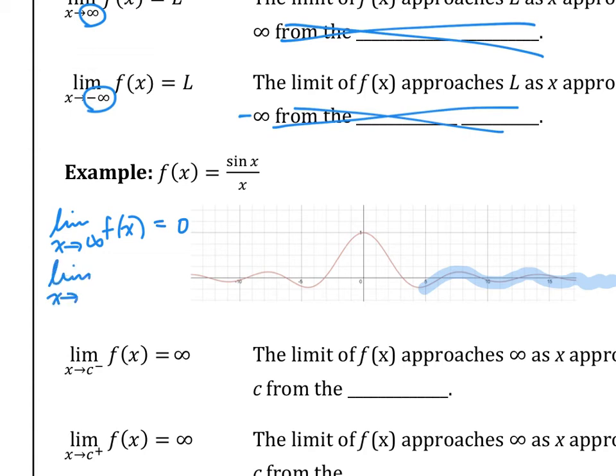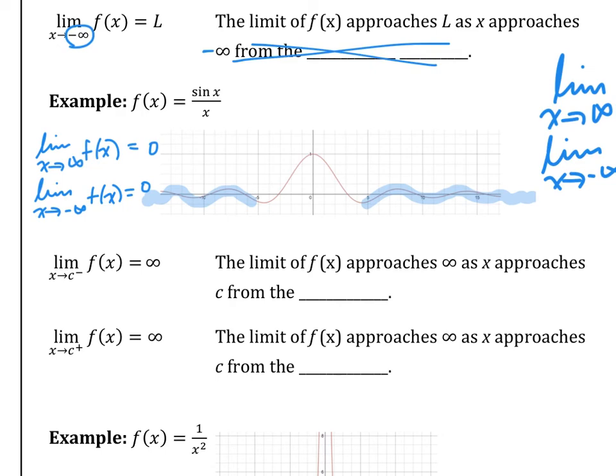And then same thing to the left when x is going to negative infinity of f of x. You can see that as we travel with the graph, it's also oscillating smaller as it goes. So we're going to say that it also goes to 0. So that's one kind of limit that involves infinity, where x is going to infinity or x is going to negative infinity.